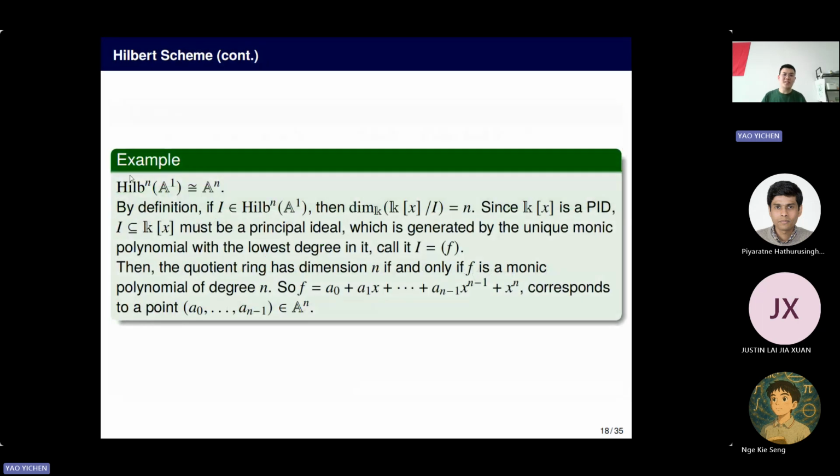And we can see a more specific example: the Hilbert scheme of n points of A^1 is isomorphic to A^n. This is because, by the last page, we ask for the dimension of K[x] quotient I to be equal to n. And we know that K[x] is a PID. So every ideal must be principal and it is generated by a polynomial of degree n. And so this will correspond to a point in the affine space.